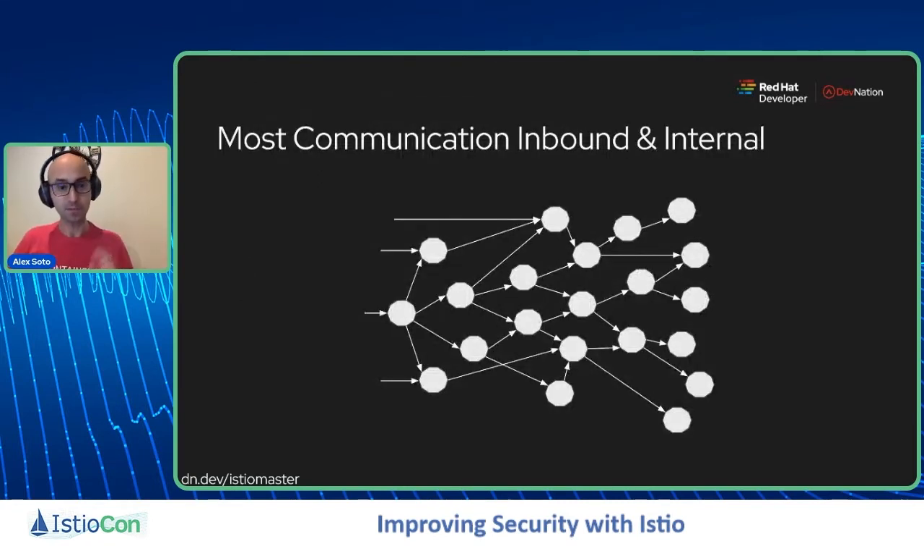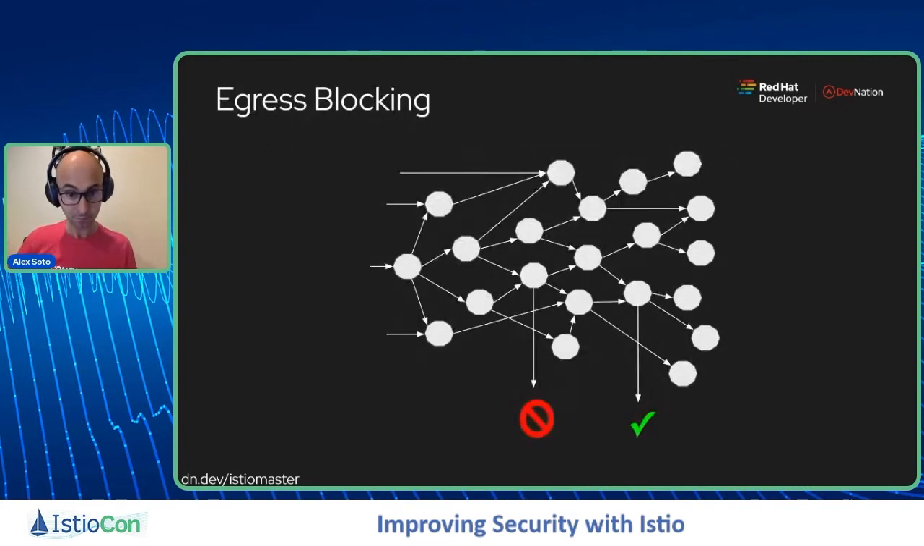So, most of the communication in our microservices architecture is inbound and internal. Usually, we do not have access to external services. External services are services that are out of our control, out of our company. So what you can do with egress is block any traffic that goes outside our architecture, outside our service mesh.